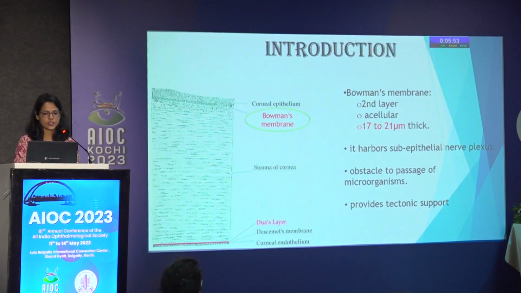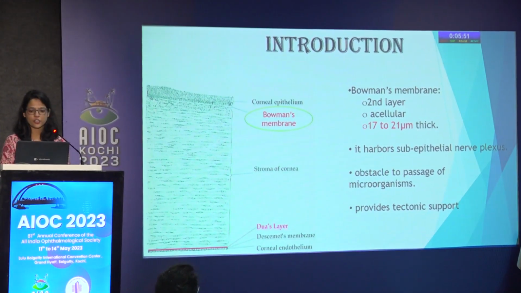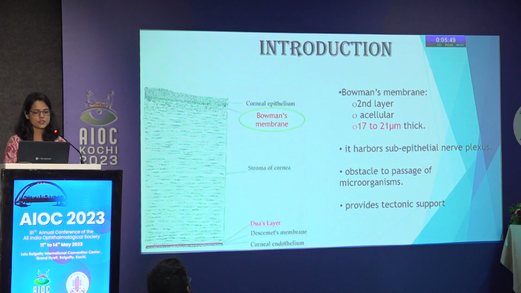Bowman's membrane is the second layer of the cornea, which is acellular and 17 to 21 microns thick. It harbors the subepithelial nerve plexus and is an obstacle to the passage of microorganisms. It also provides tectonic support to the cornea.